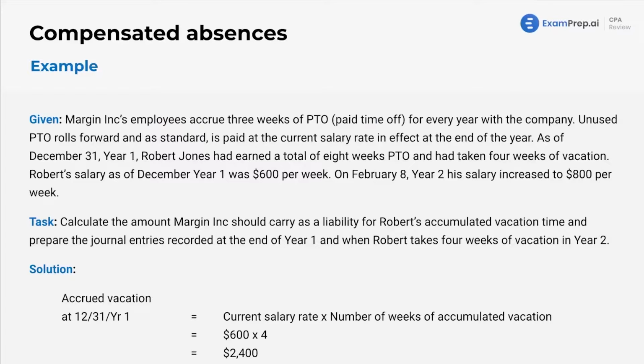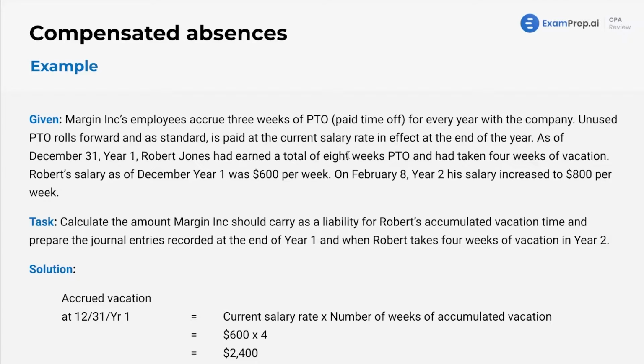Now let's see here. We've got an example here in compensated absences for you. What is given? Margin Inc.'s employees accrue 3 weeks of PTO, paid time off, for every year with the company. Unused PTO rolls forward and, as standard, is paid at the current salary rate in effect at the end of the year. So, for example, like generally speaking in life too, if you rack up a bunch of vacation time and carry it forward to when your salary is increased and then you leave, well, you'll be paid out at the salary rate at what you accrued it at.